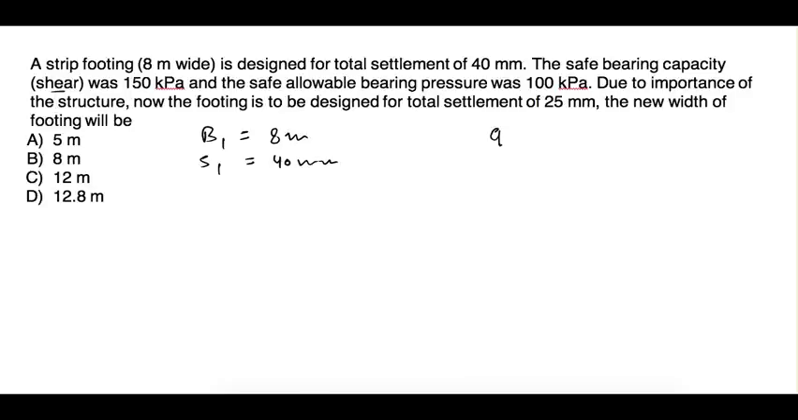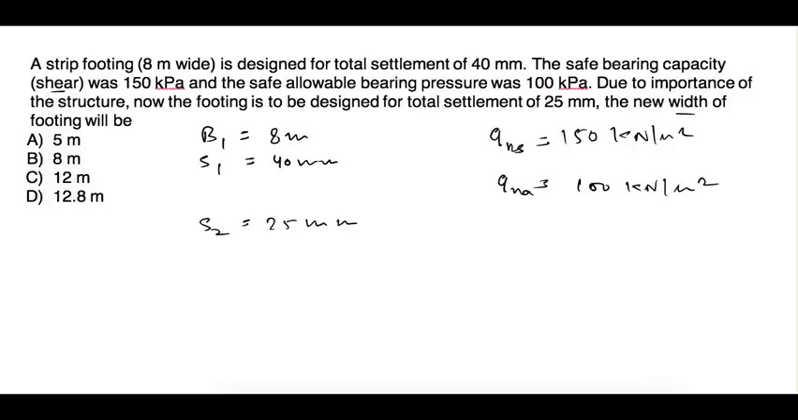So net safe bearing capacity is, let's say, 150 kilonewton per meter square, and safe allowable bearing pressure was 100 kilonewton per meter square. Let's say Qn allowable is equal to 100 kilonewton per meter square. Due to the importance of the structure, now the footing is to be designed for total settlement of 25 mm. Let's say S2 is equal to 25 mm.